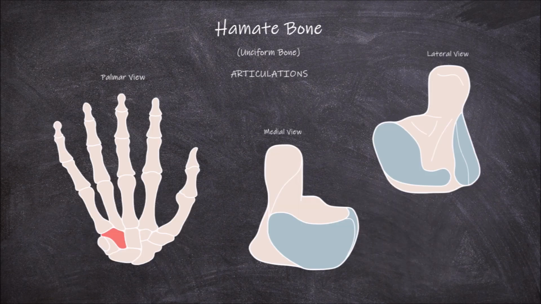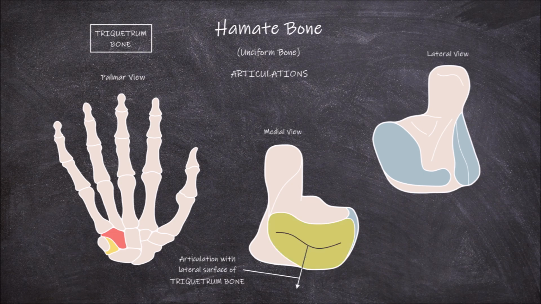Let's now look at the articulations this bone has with other bones. This bone articulates with 5 other bones. The first of these articulations is with the triquetrum bone. The large facet on the medial surface of this bone articulates with the facet on the lateral surface of the triquetrum bone. The second articulation is with the lunate bone.